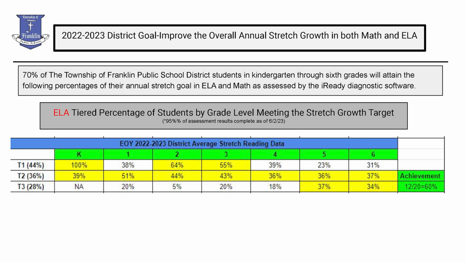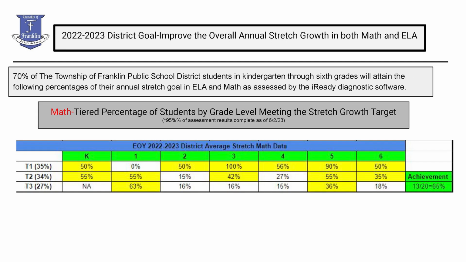So if you look at ELA here, every group of tier 2 met their stretch growth. We had 3 groups in Tier 1 meet their stretch growth for ELA, and in Tier 3, 5th and 6th grade met their stretch growth goals. And then for math, we had all but 1 grade level in Tier 1 reach their stretch growth, and all but 2 grade levels in Tier 2 reach their stretch growth when looking at iReady.